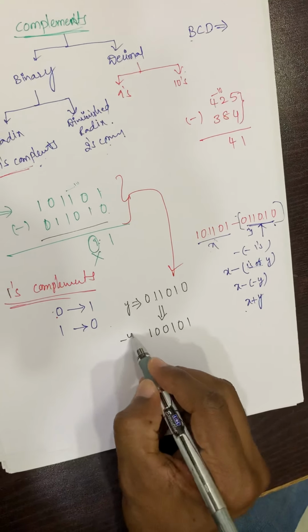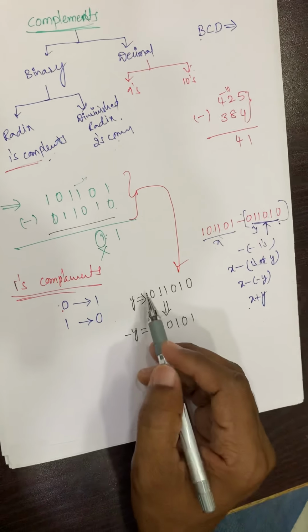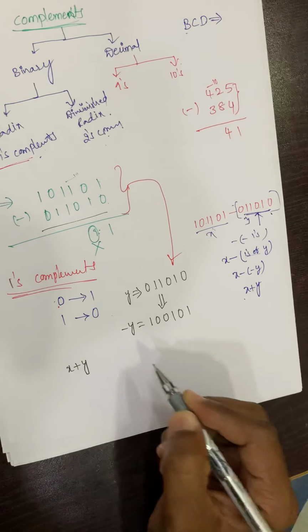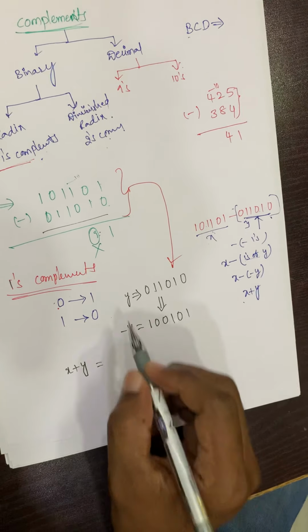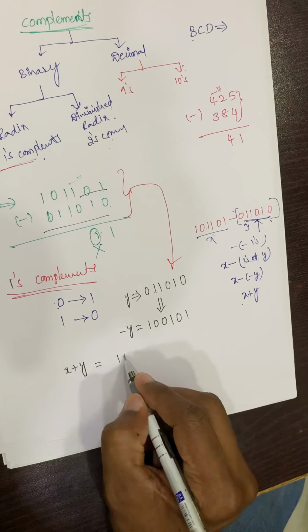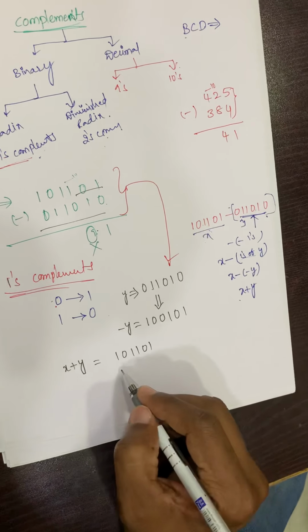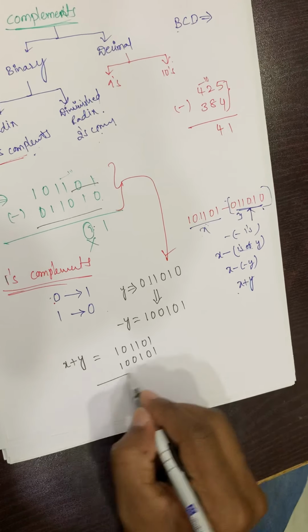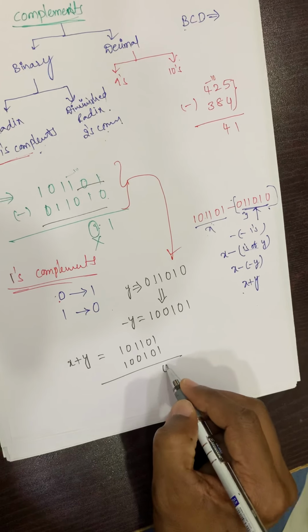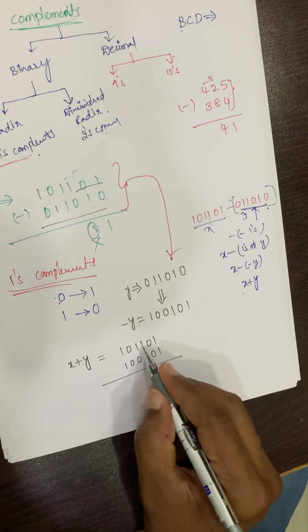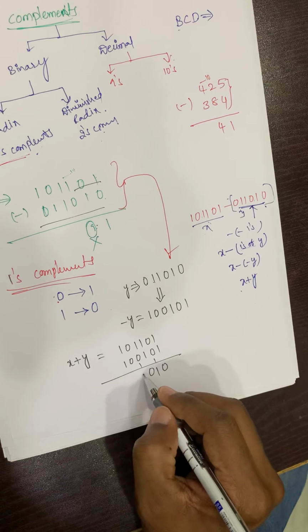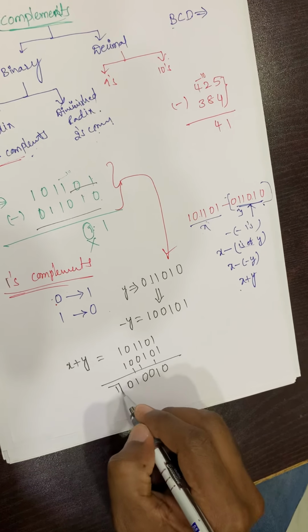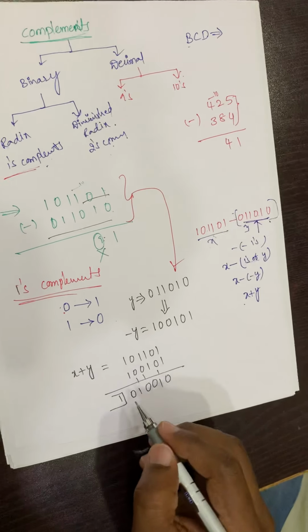Okay, so this is the minus y, this is the y, this is the minus y. Now the method is, after that complement, x plus y. So x is given, this is x: 1 0 1 1 0 1, and y is, so minus of minus y, that is 1 0 0 1 0 1. 1 plus 1 is 0 here, 1 here, 0, 0, 1, 1 here, 1 plus 1 is 0, 1 here, 1 plus 1 is 0, 1 here, 1 plus 1 is 0. So this 1 is the carry overflow.